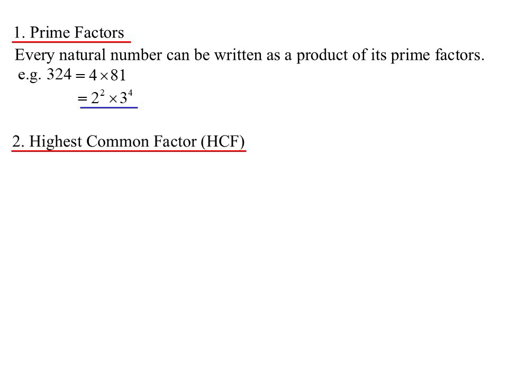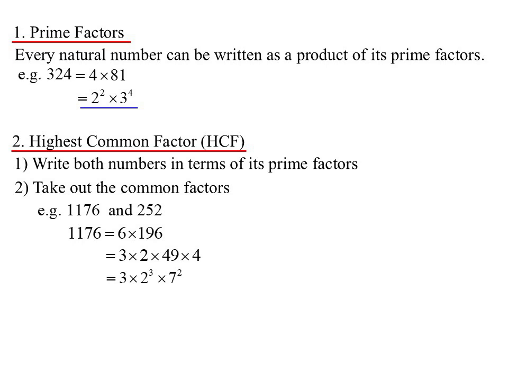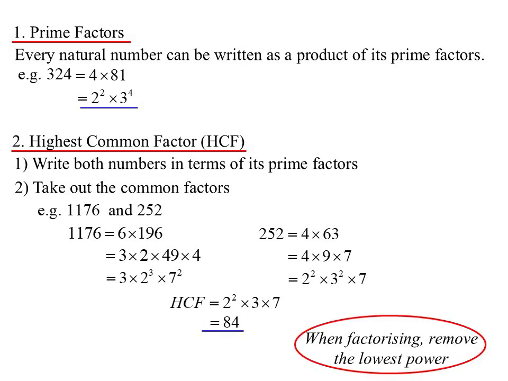Okay, highest common factor. To find a highest common factor, rewrite both of the numbers in terms of its prime factors. We pull out the common factors. So if I wanted to find the highest common factor of 1176 and 252, I'd work out their prime factors. So there's 1176, 252, and we would pull out the common factors. It is exactly what we did with algebra. Exactly the same idea. You're pulling out what they have in common. So 2 squared times 3 times 7, which works out to be 84. So factorising, you will remove the lowest power.